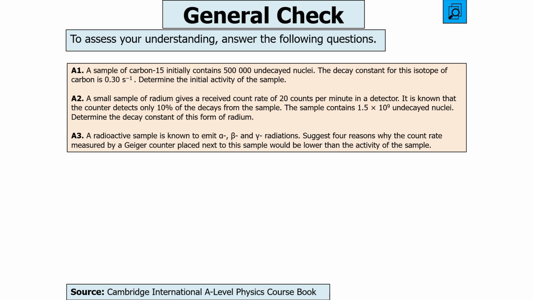Suggest 4 reasons why the count rate measured by a Geiger counter placed next to the sample will be lower than the activity of the sample. So pause the video now, then unpause the video when you want to go through your answer.